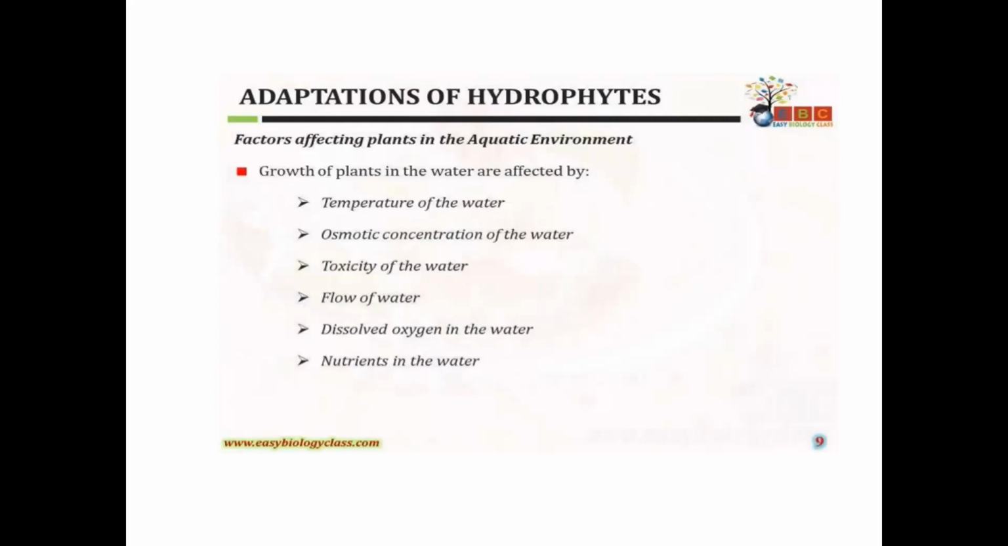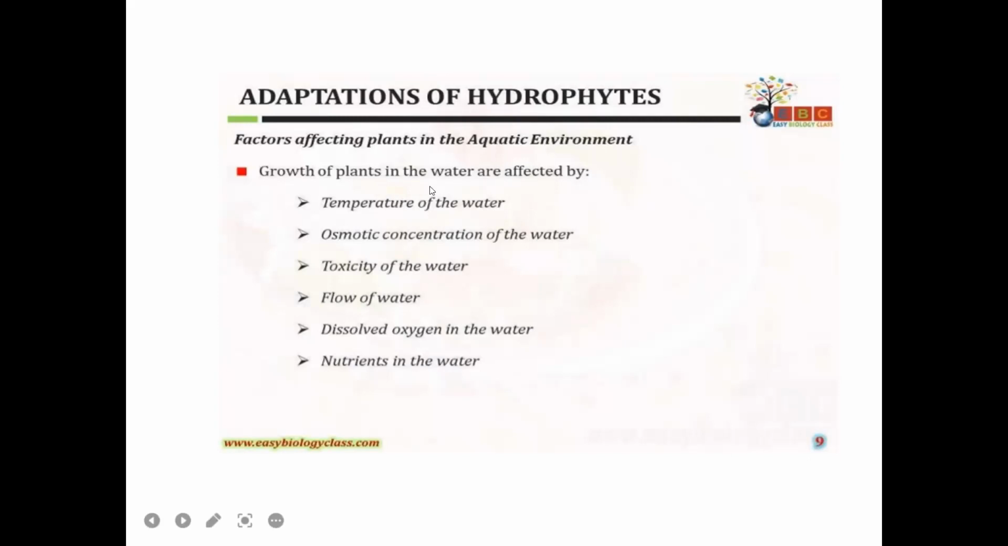For adaptations to these environmental conditions, the growth of the plants is also affected by the temperature of the water. Generally, plants growing in water are called hydrophytes, but due to changes in the water, some plants grow in low temperatures and some in high temperatures. This also affects the growth of the plants.